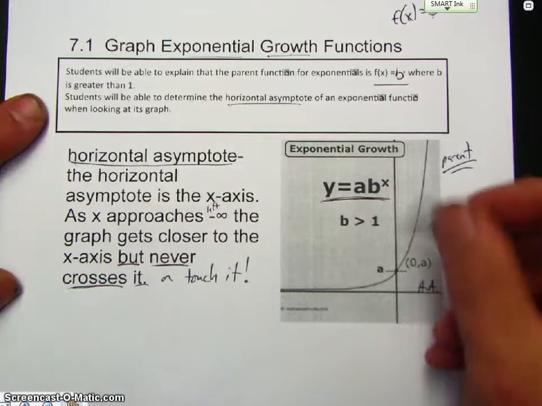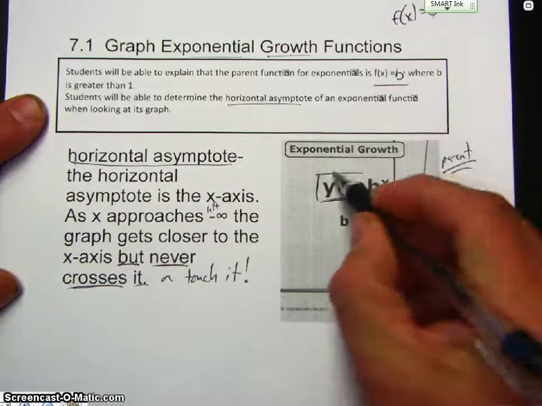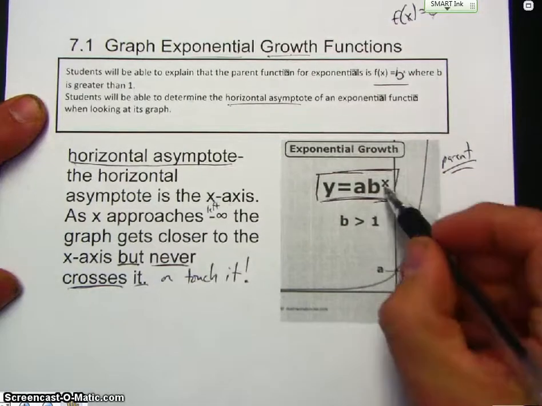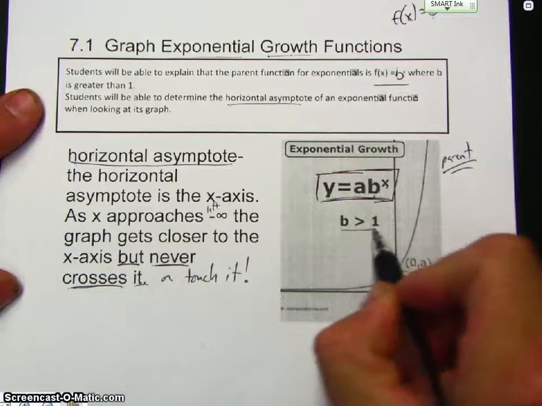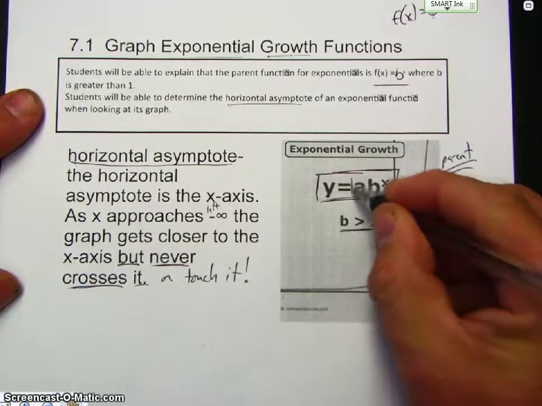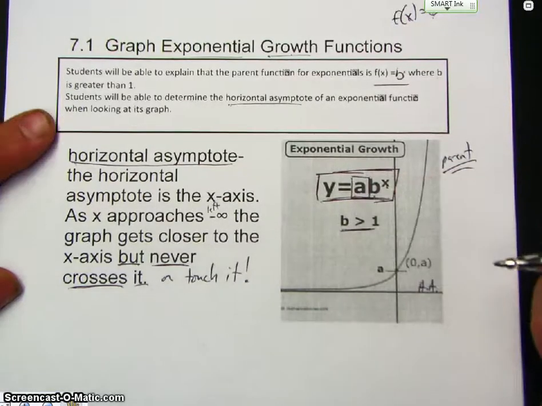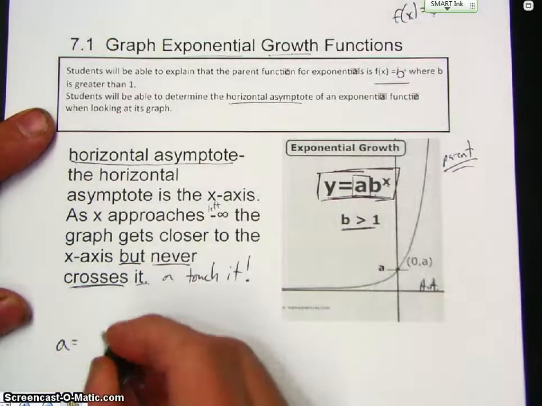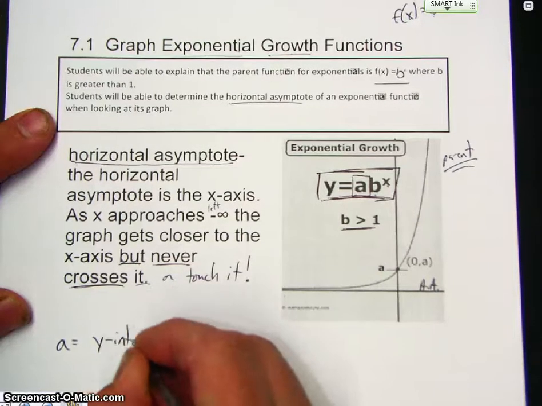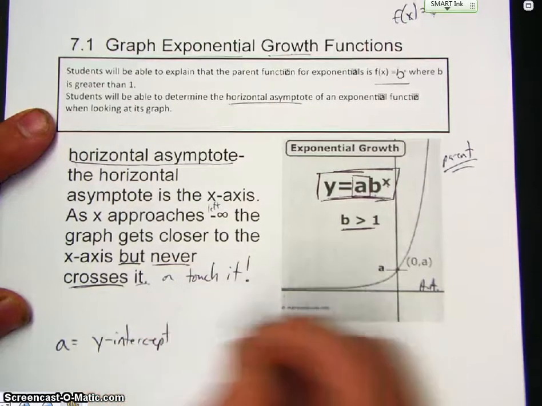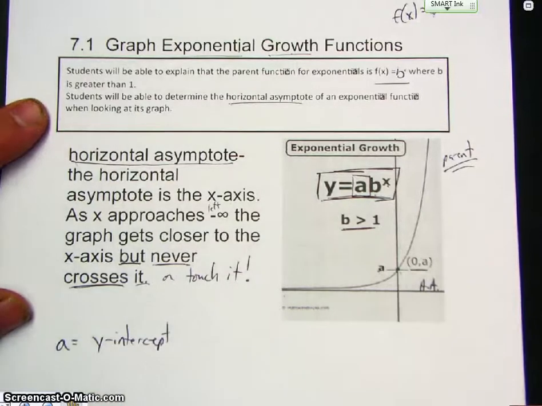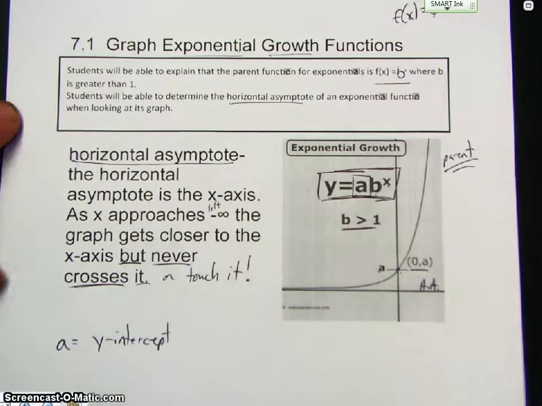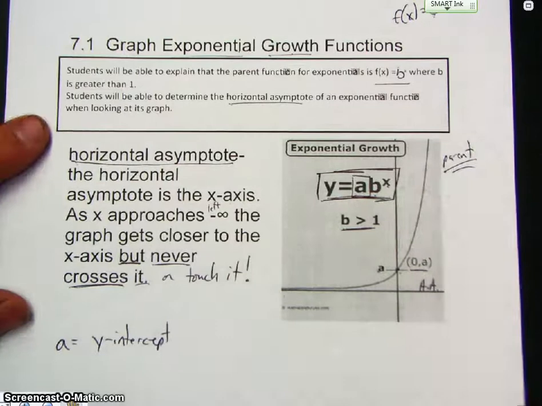Alright, so exponential growth. Exponential means that x is in the exponent. This b has to be greater than 1. Now what is this a for? Well, a is your y-intercept. No matter whatever a is, that's your y-intercept. That's the point where it crosses the y-axis. So that's where a comes from.